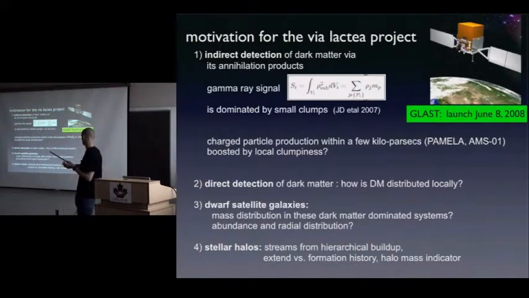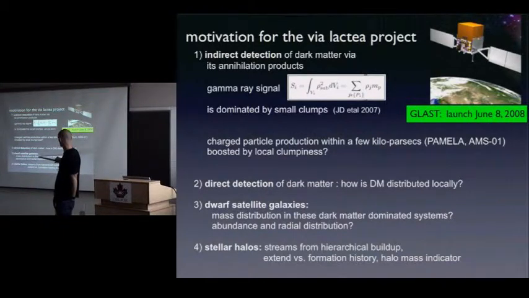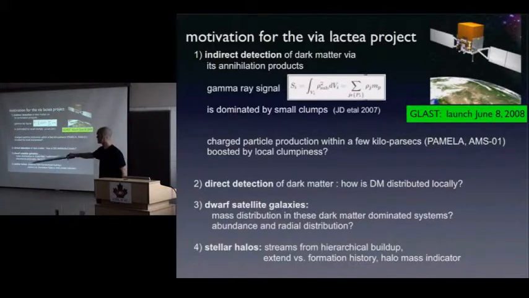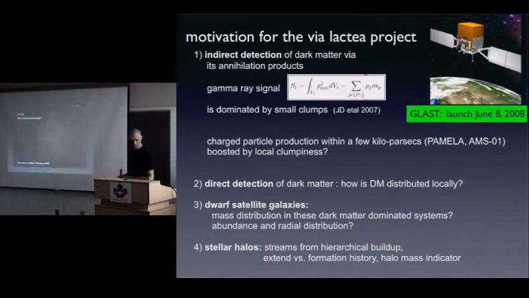For direct detection in the laboratory, one wants to know the distribution even more locally, like on solar system scales. So what is the density probed by an experiment that goes around the sun in a year? That's a very difficult question, and still quite open, because this scale is, of course, far below the ones that we can resolve directly. Then more relevant for astronomy is the connection of these dark halos to the satellite galaxies and also to the stellar halo, because these types of systems are thought to be the building blocks of the stellar halo. I'll talk a bit about that towards the end.